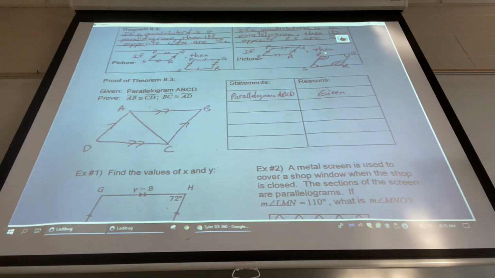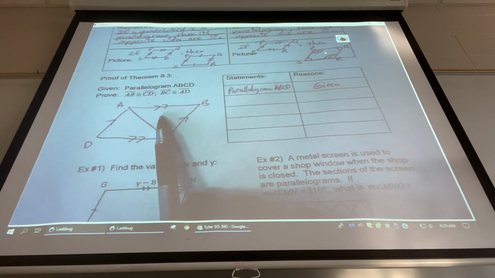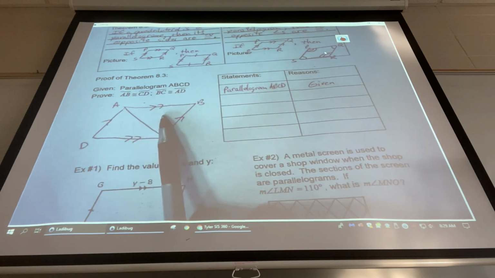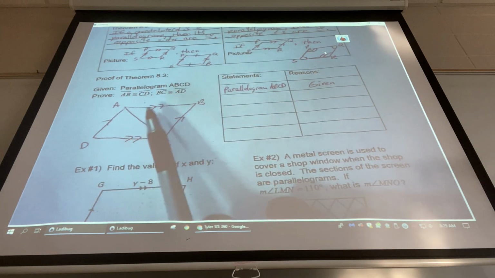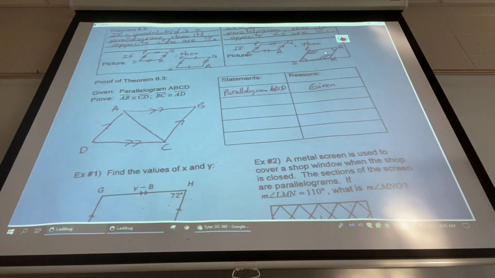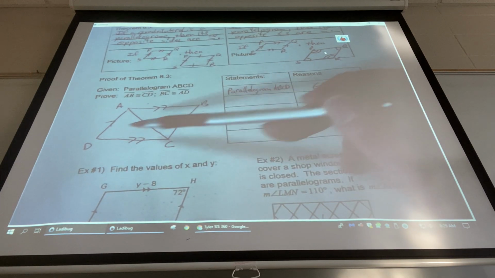Basically, how we're going to get there is we're going to prove that these two triangles are congruent. And if these two triangles are congruent, what do we know about corresponding parts of congruent triangles? They're congruent. So that's the way we're going to go about this. But how can we show that this triangle is congruent to this triangle?